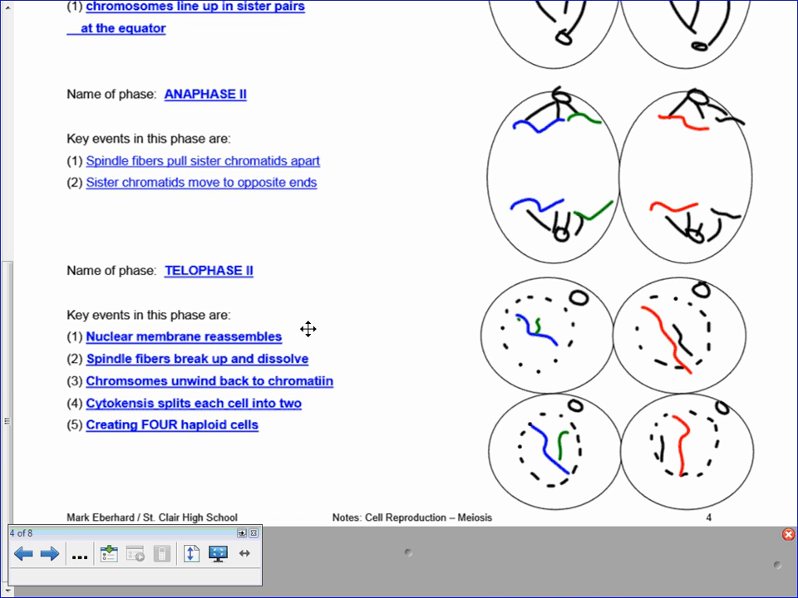So as I look at telophase, in each picture, the nucleus is reforming. In this particular cell, you're going to end up with 1 long blue chromosome and 1 short green chromosome. And in this particular cell, you're going to end up with cells that have 1 long red chromosome and 1 short black chromosome.